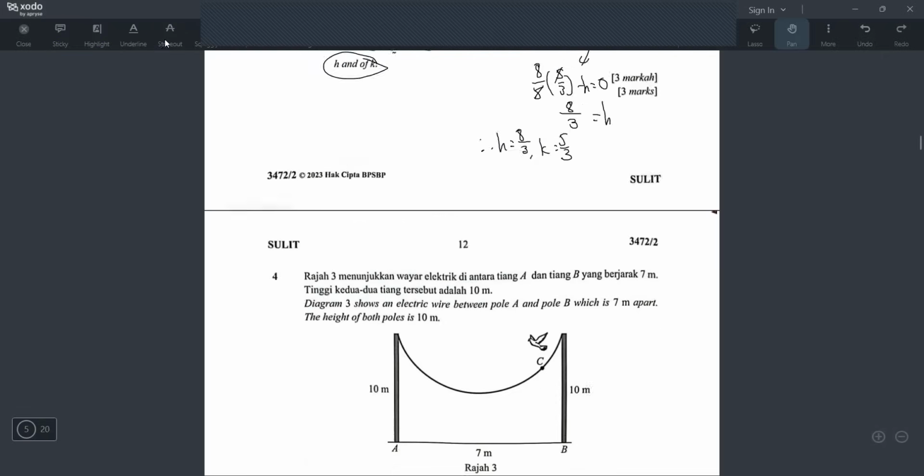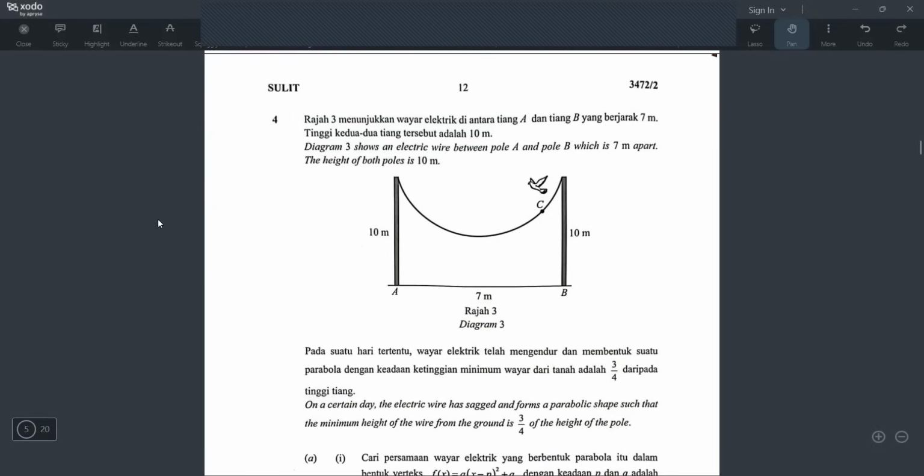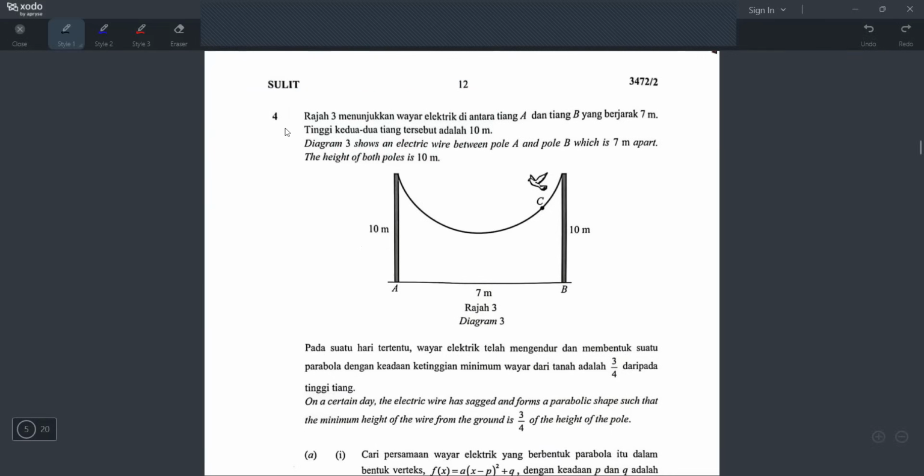Okay, let's continue. Okay, number 4, let's go. Diagram 3 shows an electric wire between pole A and pole B, which is 5 meter apart. Let's label the 7 meter. A and B 7 meter. Oh, they already labeled for me. So the distance between them is 7 meter. The height of both poles is 10 meter. Okay, I can see it. Okay, let's see what else.